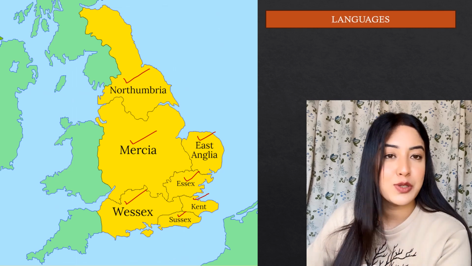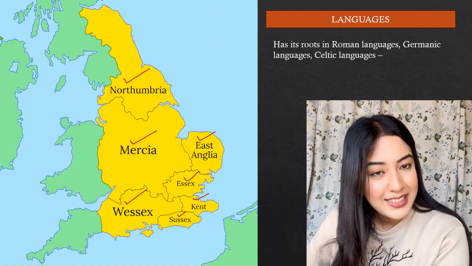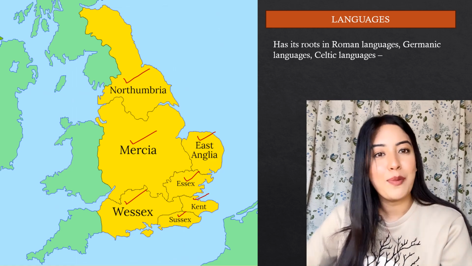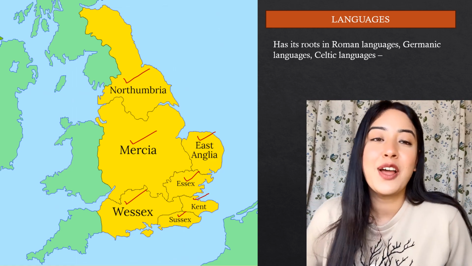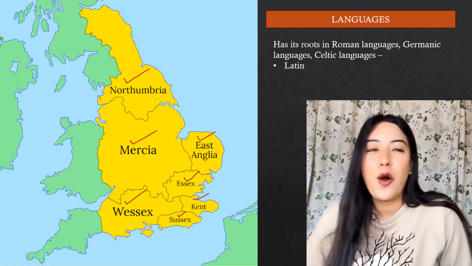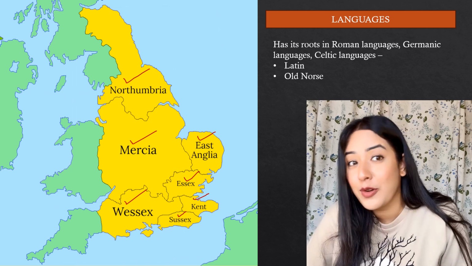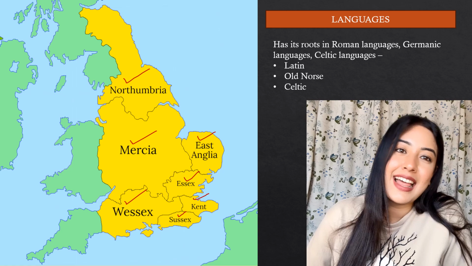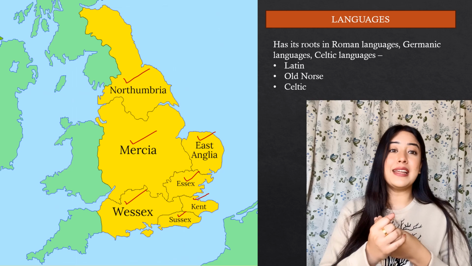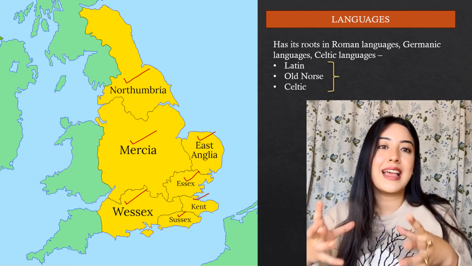Now if you have understood this video, you'll definitely understand the language. It has its roots in Roman languages, Germanic languages and Celtic languages. So if anybody asks you what was Old English, Old English was an amalgamation of Latin, which was Roman Britain, of Old Norse, which is the Germanic languages of the Anglo-Saxons and Jutes, and Celtic languages, that is when it was not under the Roman Empire. So first, what is Old English? Old English is an assimilation, an amalgamation, together.